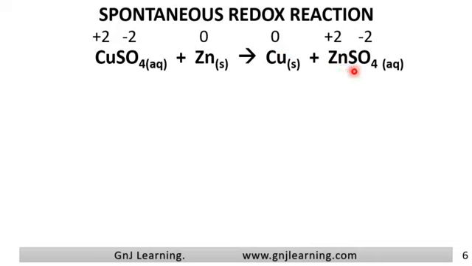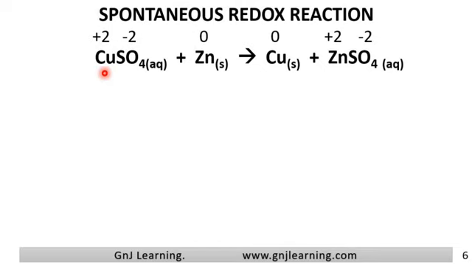Zinc again is with sulfate. Sulfate always has a -2 oxidation state. So to compensate that, zinc will have +2 oxidation state. So we have got the oxidation number for all the species. Now we have to identify the species that has been reduced and oxidized.